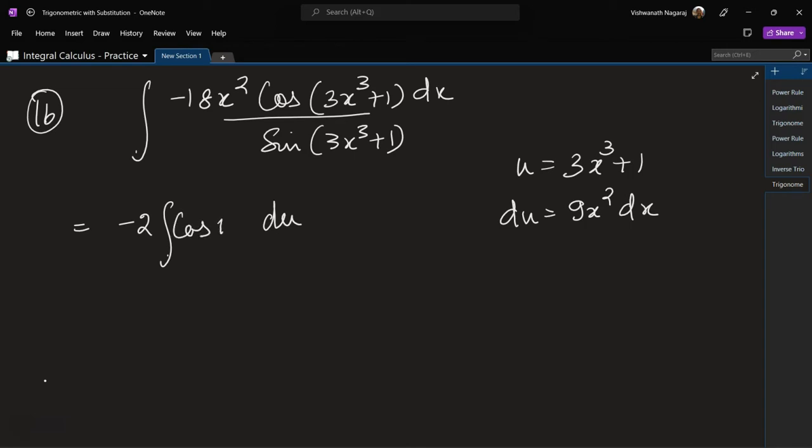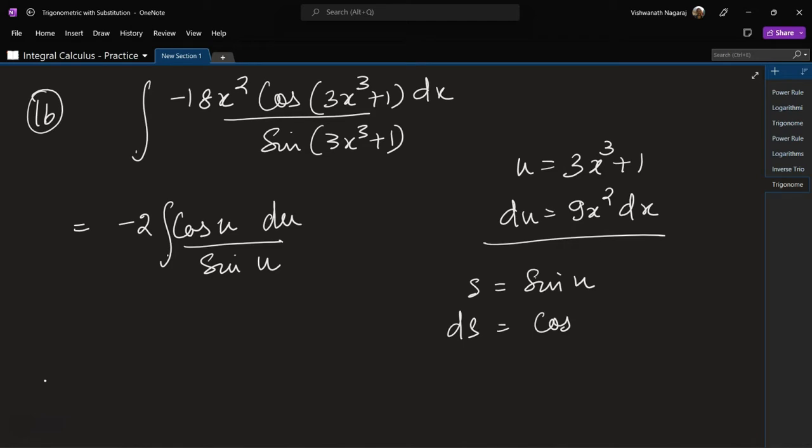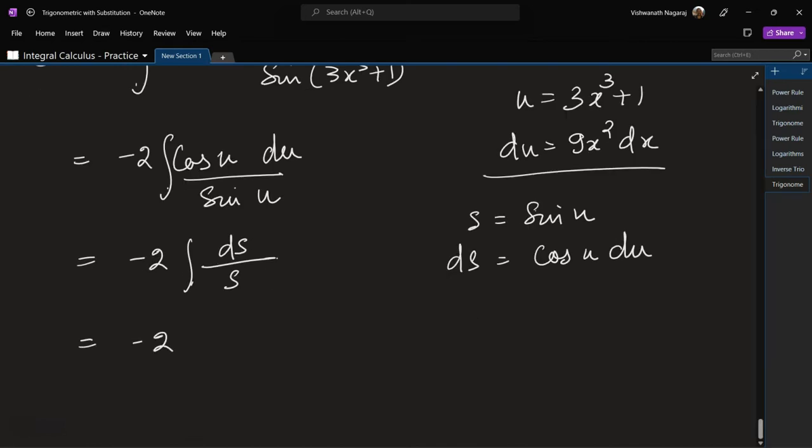And we have cos of u, and in the denominator, we will have sin u. So we have cos u and sin u. Now the trick is to do substitutions again once more. So let s is equal to sin u. So ds would be cos u du. So when we do the substitutions again, we get ds by s, and we know that this is the derivative of natural log of absolute value of s.